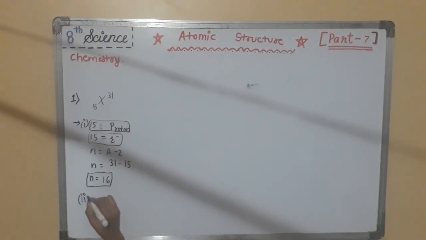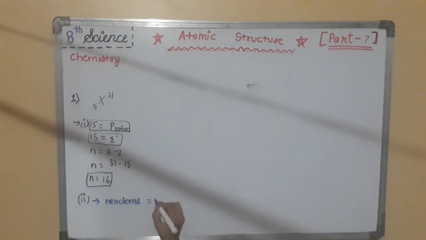Now the second question. It says, find the total number of nucleons. We know that nucleons are equal to protons plus neutrons. Here we only have to add protons and neutrons. We know the value of protons and also the value of neutrons, so it's very easy.